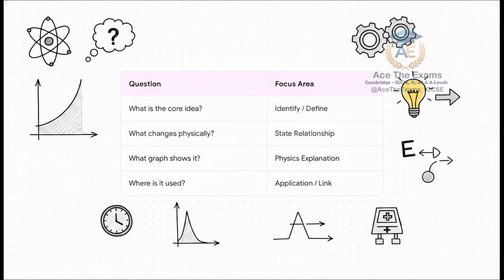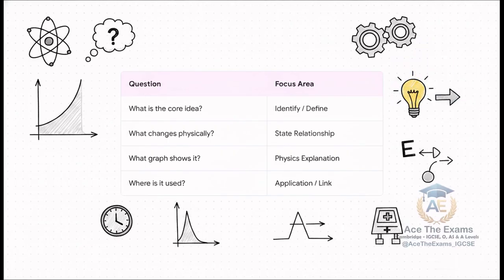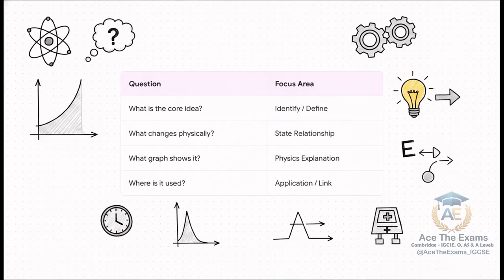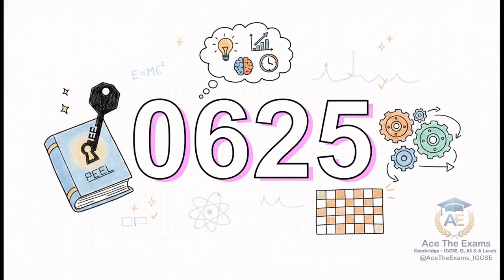If you can reliably answer these 4 prompts for every major topic in your textbook, your knowledge base is mathematically, undeniably secure. You are not just crossing your fingers and hoping to remember, you have installed a systematic fail-proof retrieval protocol in your brain. Let's come back to center and focus on one absolutely crucial number, 0625.